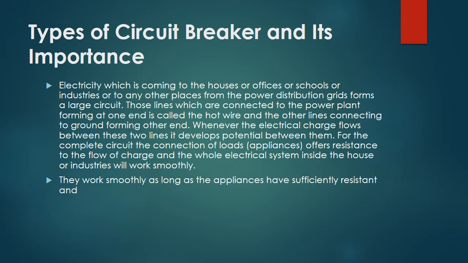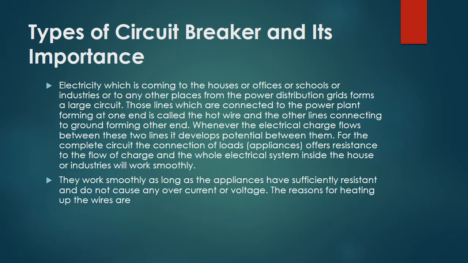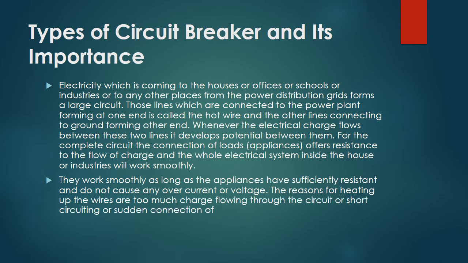They work smoothly as long as the appliances have sufficient resistance and do not cause any overcurrent or overvoltage. The reasons for heating up the wires are too much charge flowing through the circuit, short-circuiting, or sudden connection of the hot wire to the ground wire, which would heat up the wires, causing fire. The circuit breaker will prevent such situations by simply cutting off the remaining circuit.